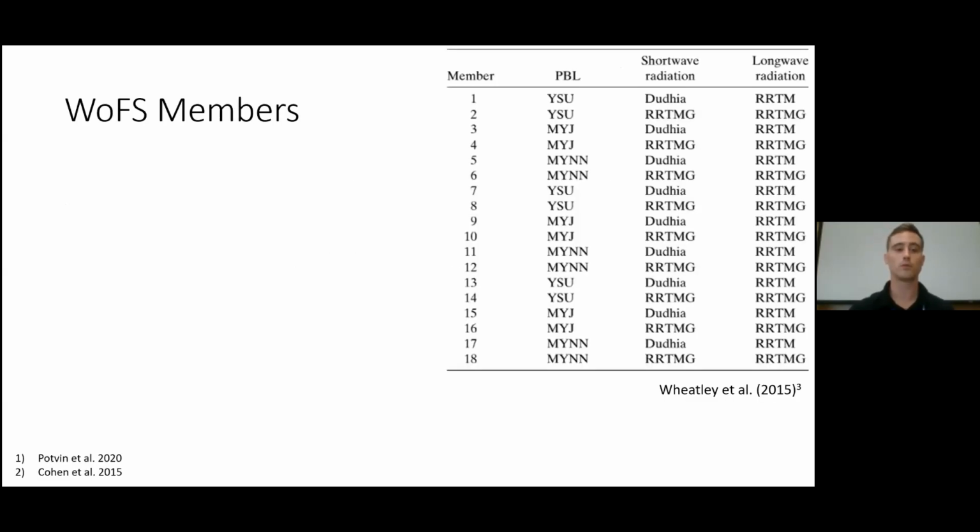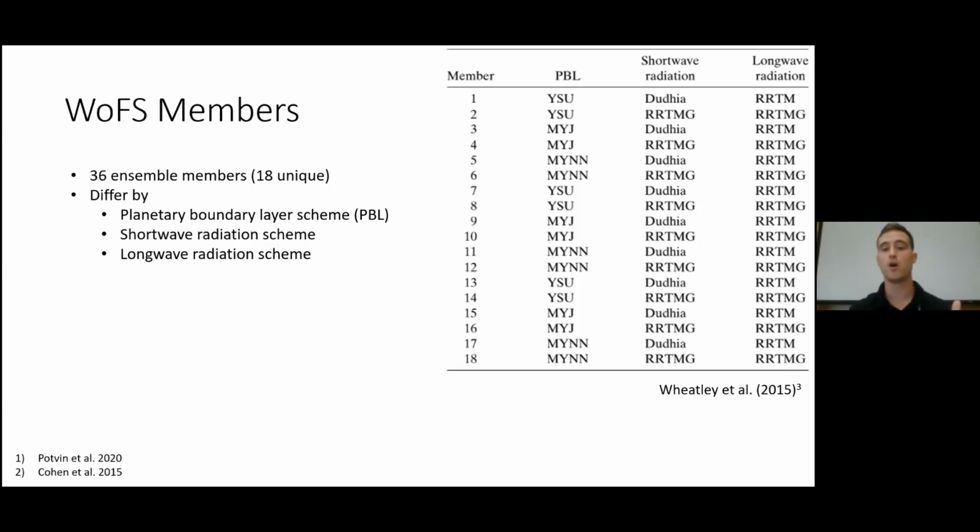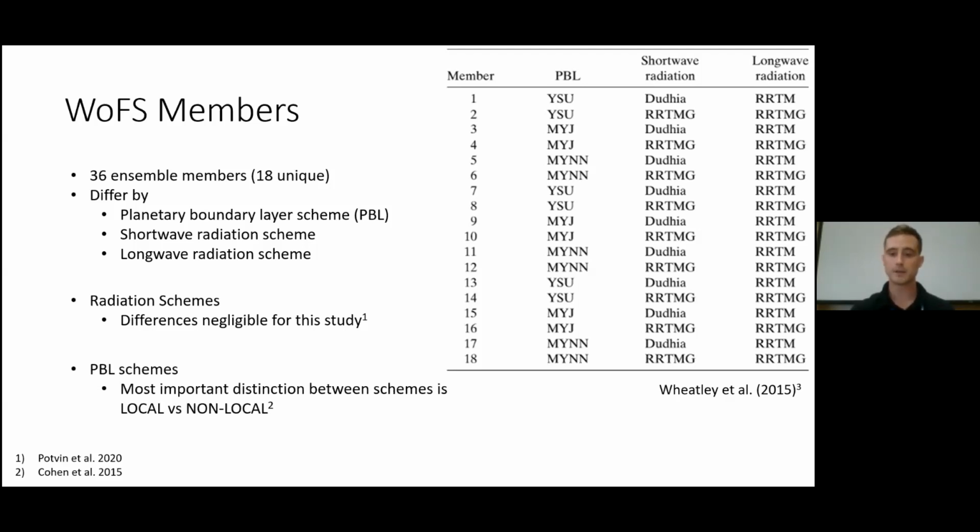Now, the Warn-on-Forecast system, like I said, is an ensemble, so it's composed of all of these different members. There are 36 members in total, but 18 of them are unique, and they differ based off of their planetary boundary layer scheme and shortwave and long-wave radiation schemes. Now, there's been past work that shows that the radiation schemes show negligible differences for environmental forecasts, so I'm not really going to be focused on those in this study. But these planetary boundary layer schemes do make a difference, and the defining characteristic between the PBL schemes is whether they are local or non-local. And I'm going to go into what that means in the next slide.